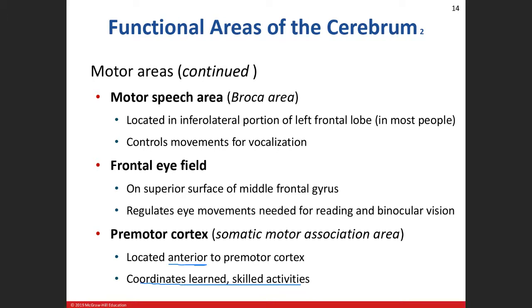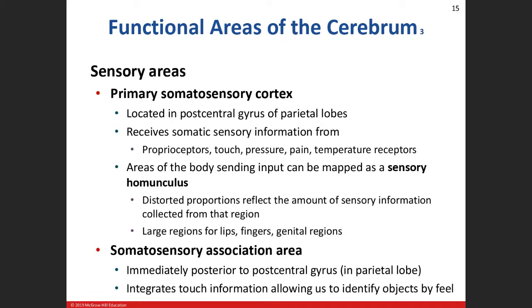All right, staying with functional areas, let's talk about sensory areas. So we already talked about the primary somatosensory cortex, right? This is where the post-central gyrus is. Remember the parietal lobes, posterior to the central sulcus, you have your post-central gyrus, okay? And this is where we have that somatic sensory information. Remember, somatic is conscious perception, okay?